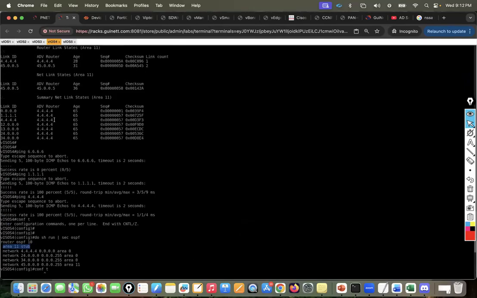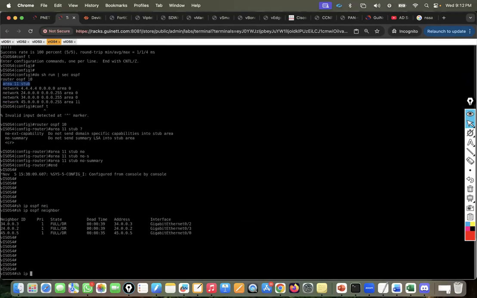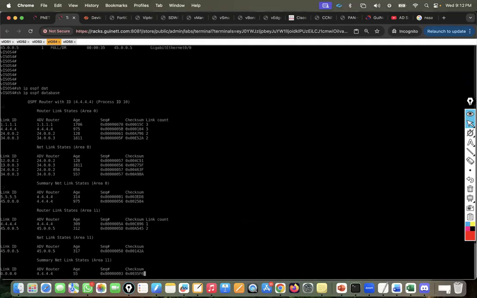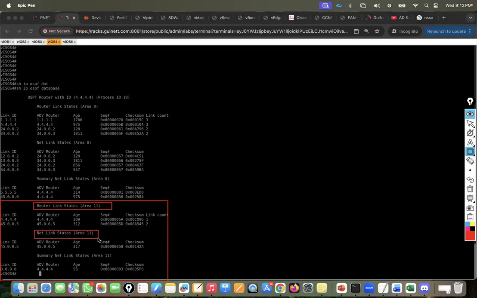Now let me verify the LSA types again. We have to focus on area 11. So if I go here, show IP OSPF database, check it. What are you finding now? In area 11, there are still type 3 LSAs. But what is the difference between the previous output and this output? There were many routes coming before, but right now there is only one: the default route is coming.